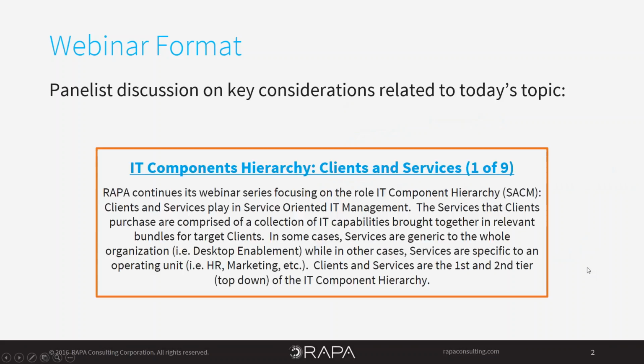Specifically, what we're going to focus on is a discussion around services and clients, some of which are generic to an organization, for example, desktop enablement, and some services which are more specific to an operating unit, HR, marketing, etc. This is really a focus on the first and second tier of the IT component hierarchy.